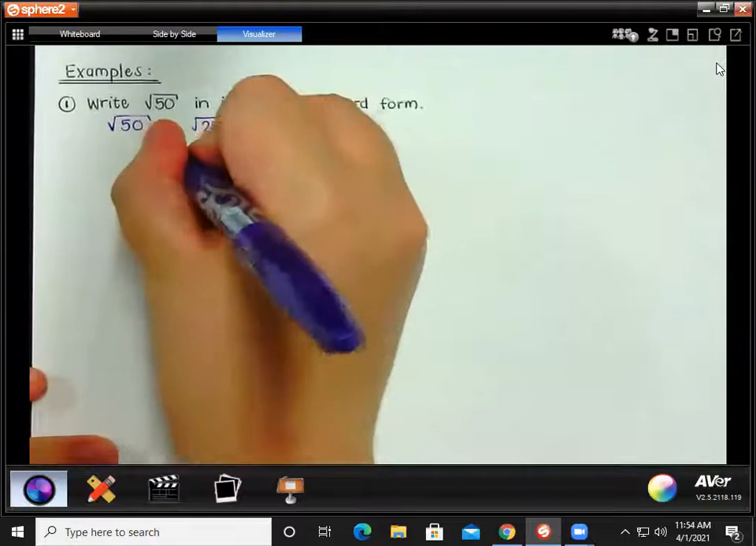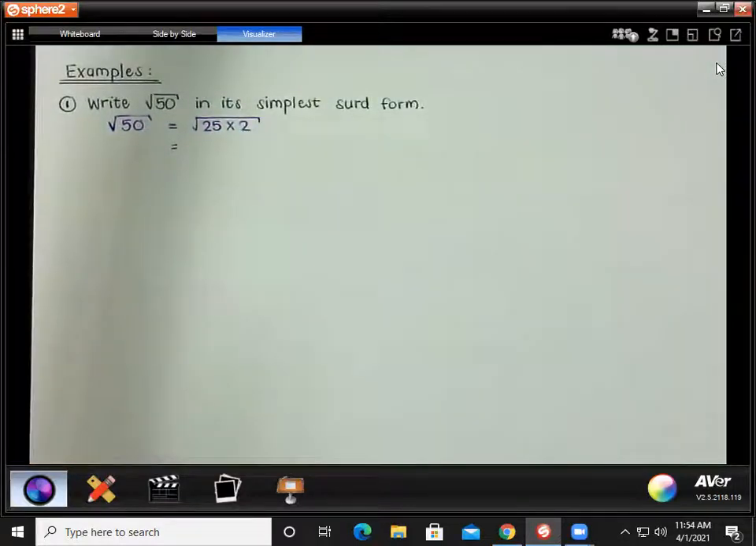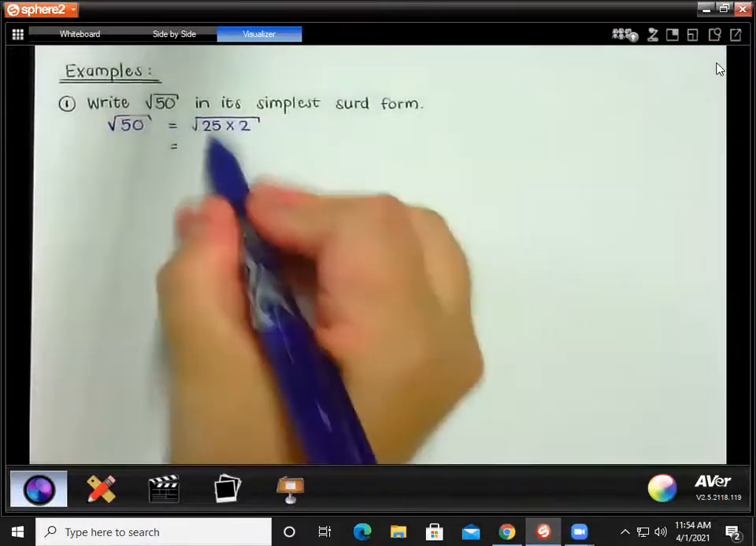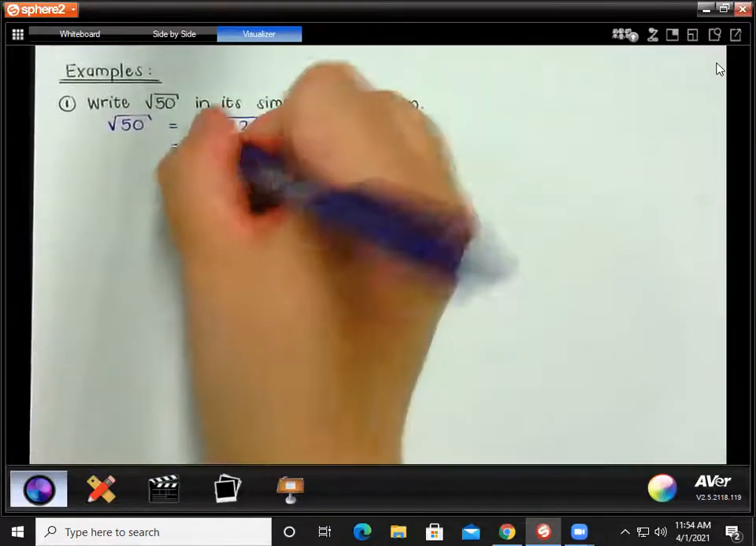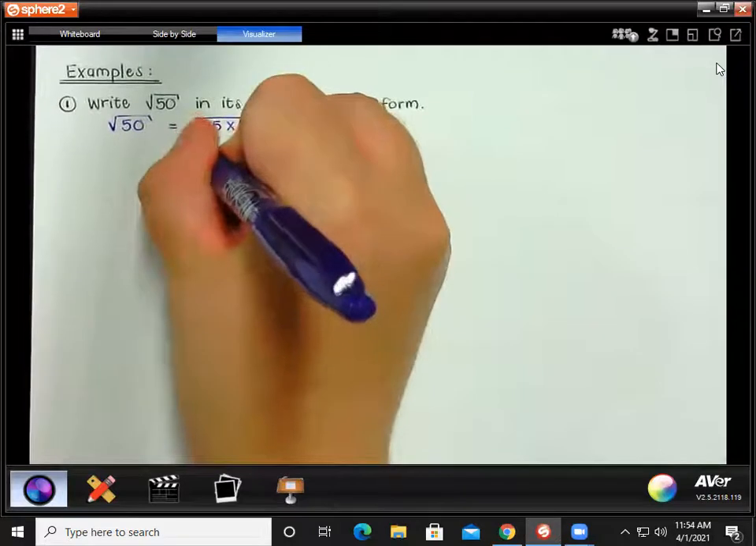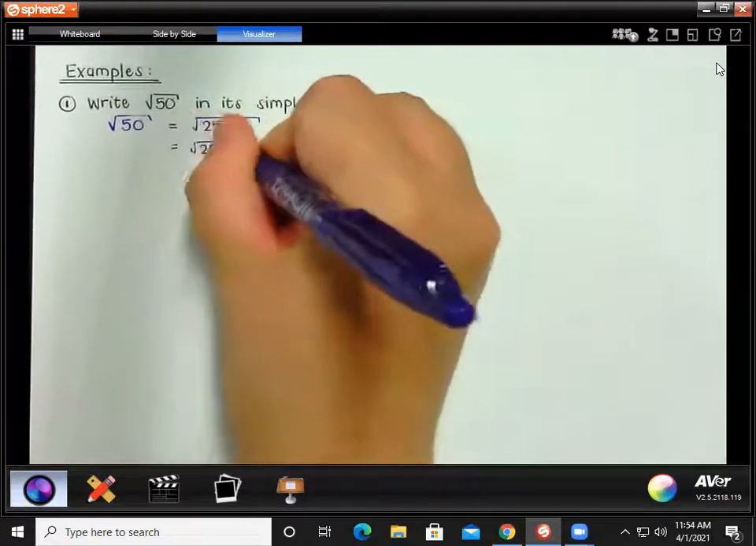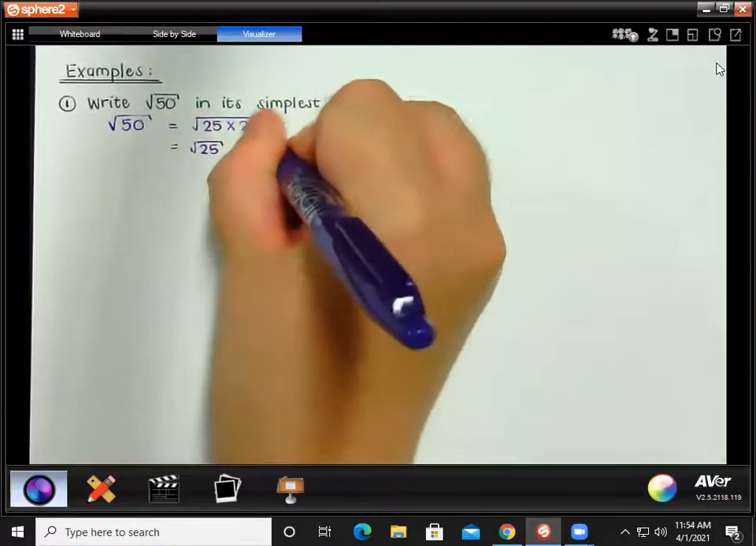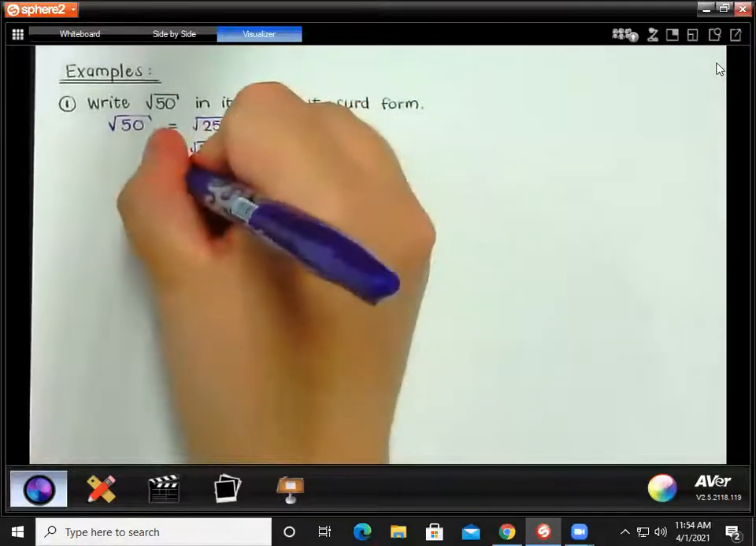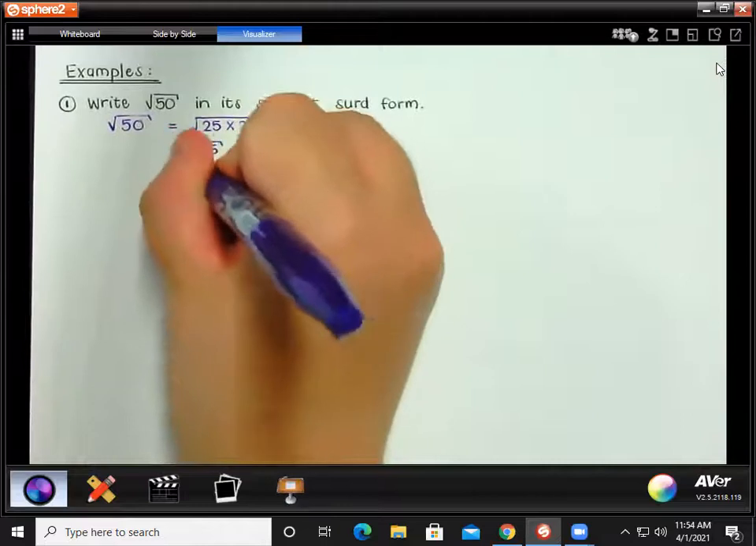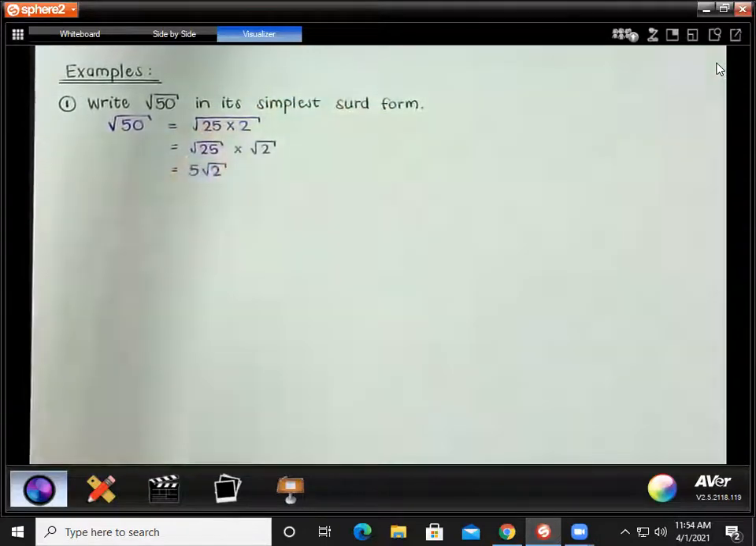Now, if we're looking at that second law, where if you have one surd and you have a product in the surd, you can break it up into two separate ones and the product of those. So we're going to say that that is the square root of 25 times the square root of 2. And what is the square root of 25? 5. And then we just write the root 2 next to it. All right, because when we multiply two things together, we can just write them next to each other. Yes.